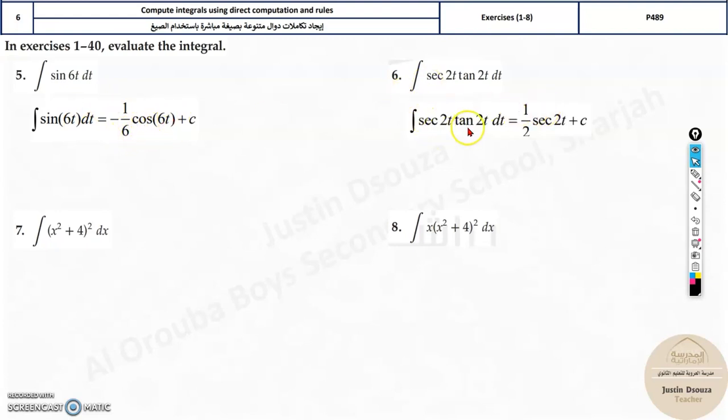Now, what about the secant and tan? You know the secant and tan formula is just secant, right? So all you need to do is, the A value is 2. It should be same. So it'll be 1 by 2 secant 2t plus c. And similarly, you can solve the others. Over here, you can directly use the square formula and you can solve.